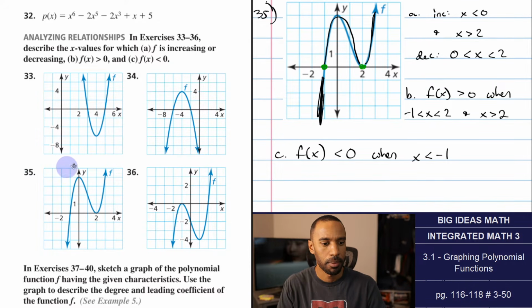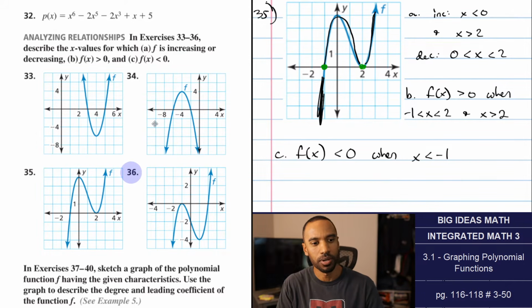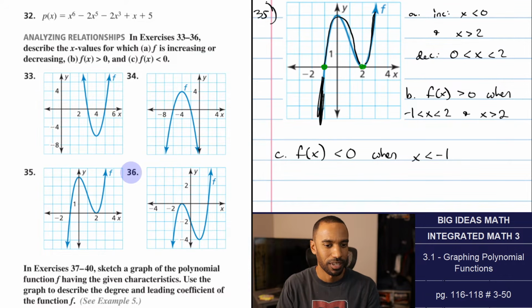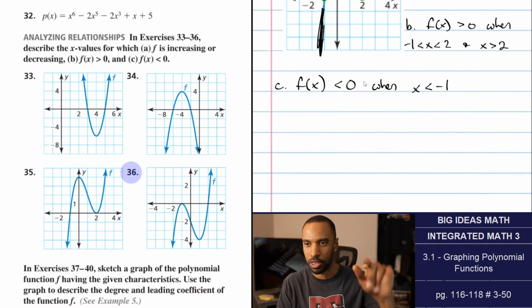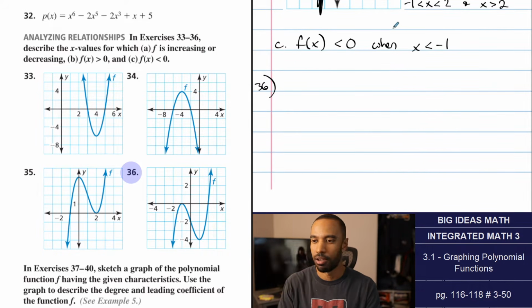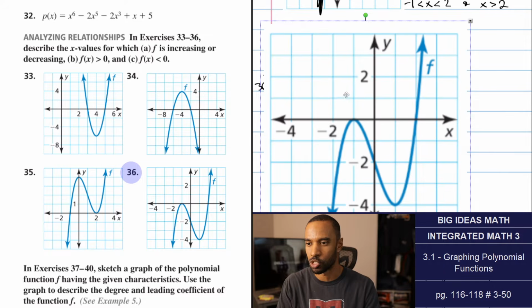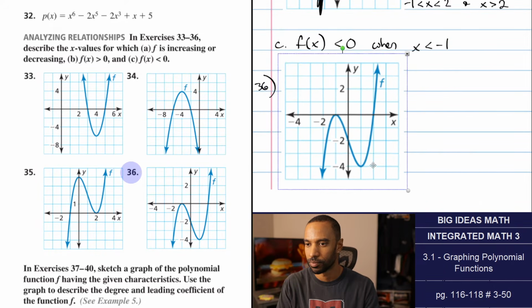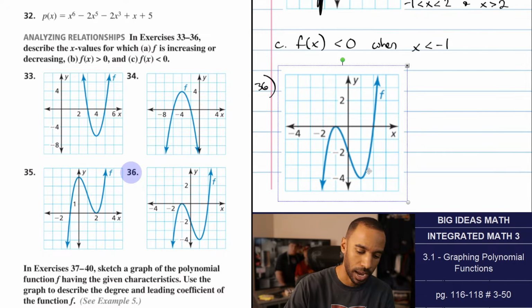Number 36 seems to be the opposite version. In fact, it's not the exact opposite graph, it's slightly different. What am I saying? It still has the same end behavior. Forget anything that I said. But it has that tangential touching of the x-axis on this side as well. Spewing nonsense otherwise, I am.